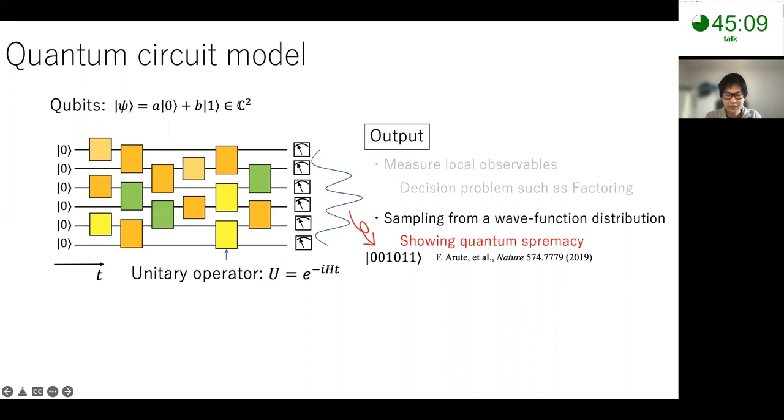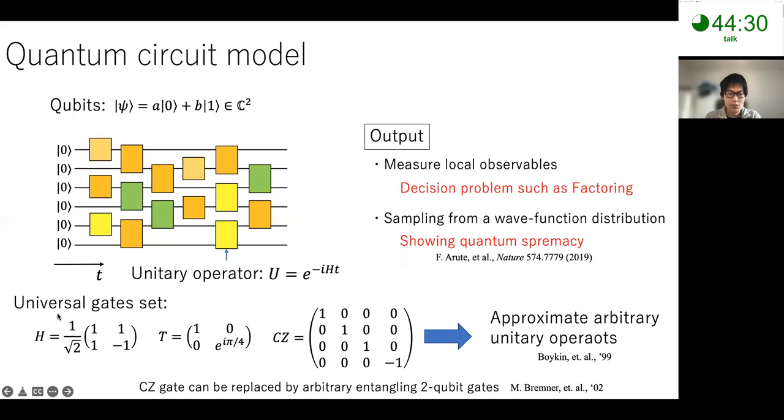And there are other problems, so-called sampling problems. The problem is to sample from the wave function of the final output state. The final output state is a highly entangled state in general, and the sampling problem is to sample some product state from the final entangled state. And this problem is used for showing quantum supremacy, and recently Google asserted to have achieved this quantum supremacy.